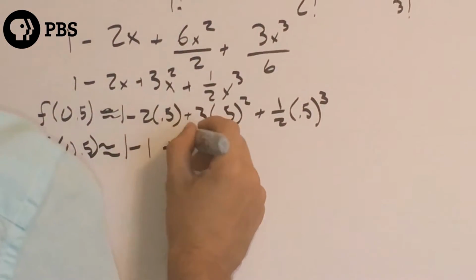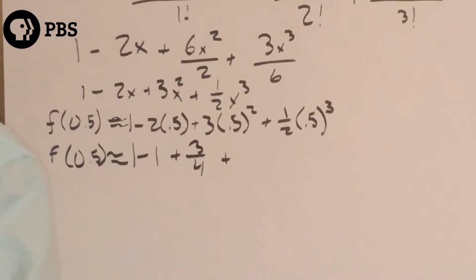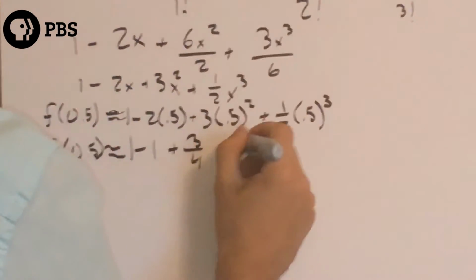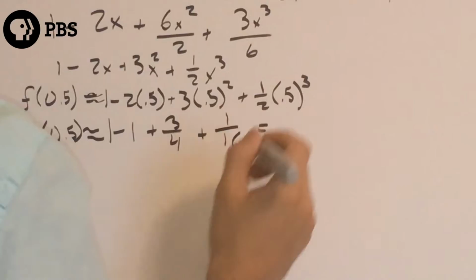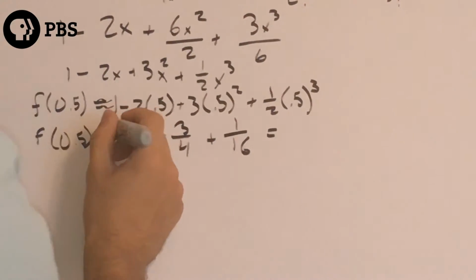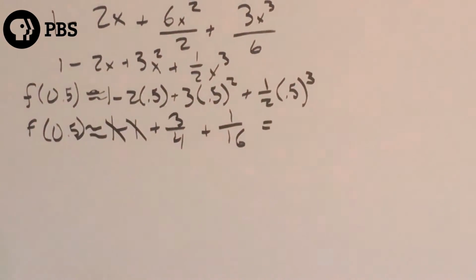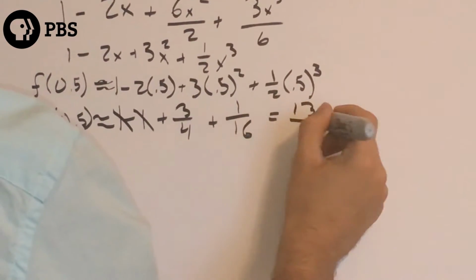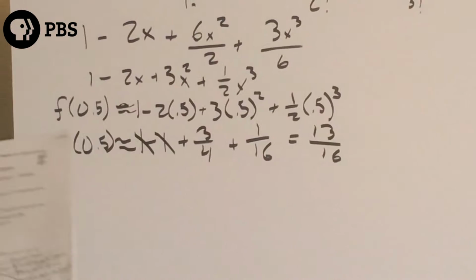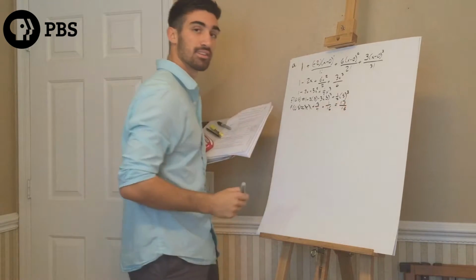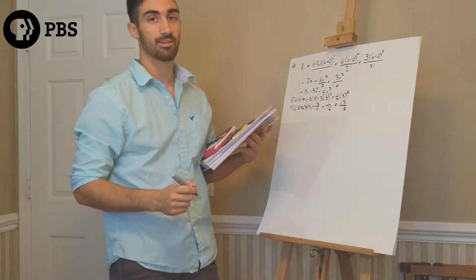And if you do this, we get this right here. Then you can simplify this one step further, cross out the 1's, and that right there is 13/16. And there you have it, part A of the FRQ.